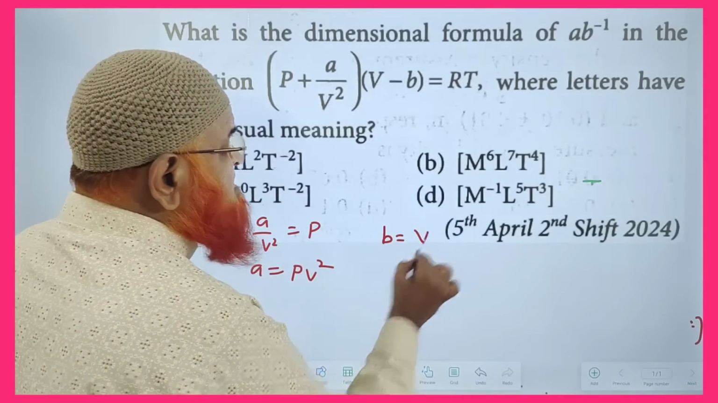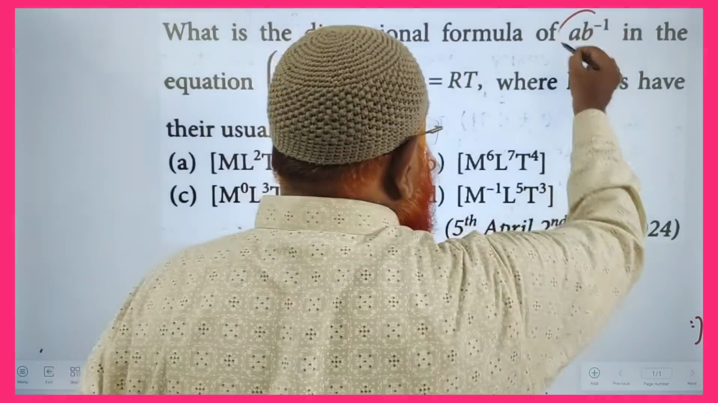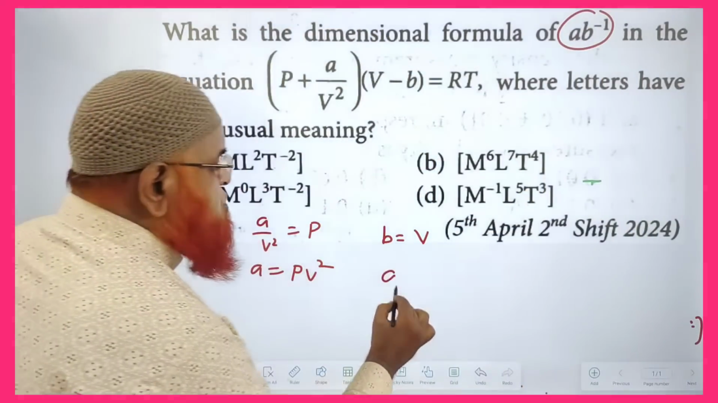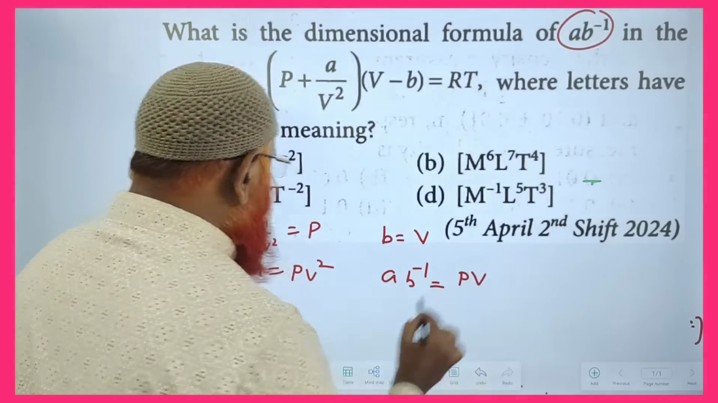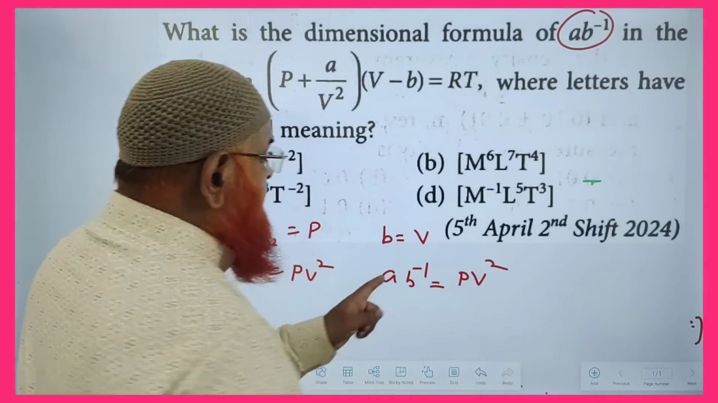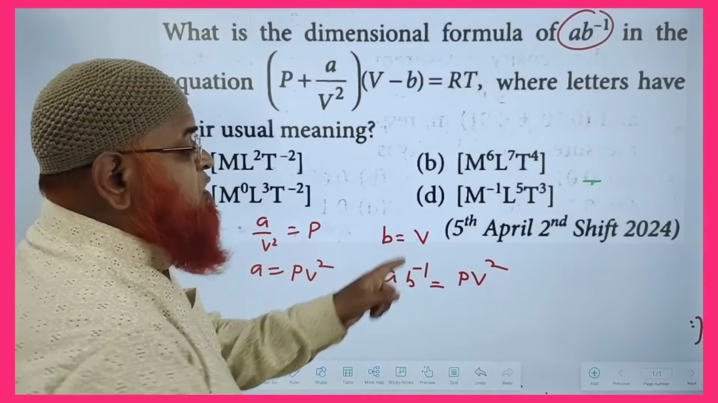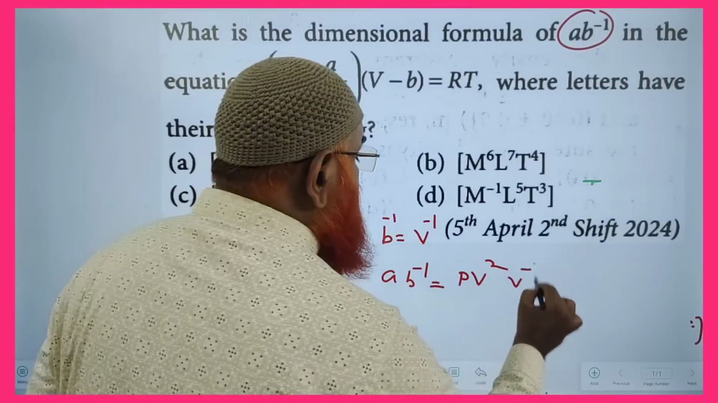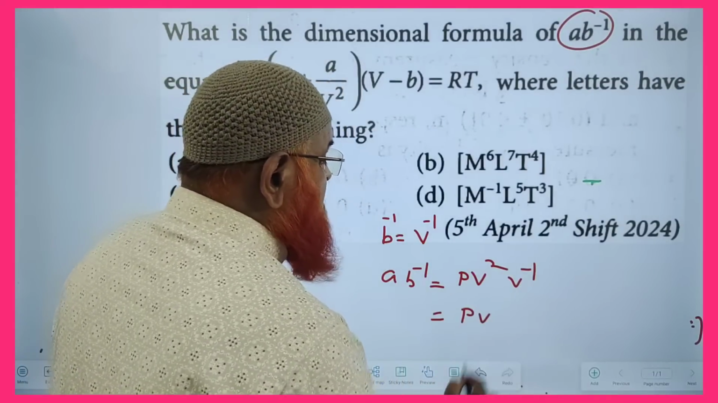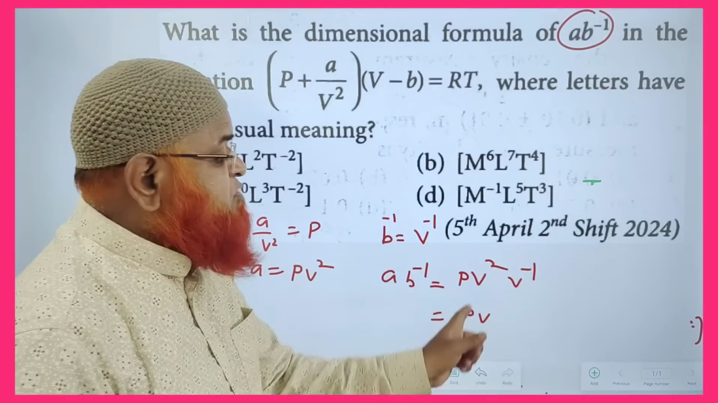So we write B is equal to V. But he's asking us to find out AB power of minus 1. So AB power of minus 1 is nothing but directly you write AB. A means PV square. B power of minus 1 means V power of minus 1. So PV, because V power of 2 minus 1 is again PV.